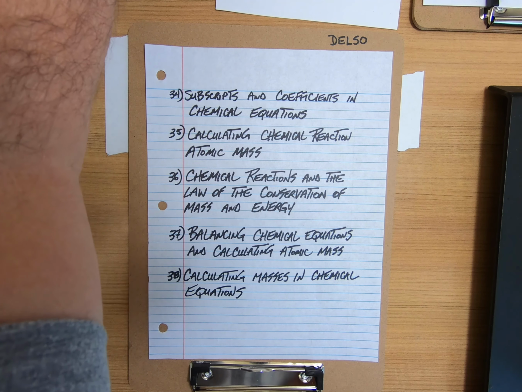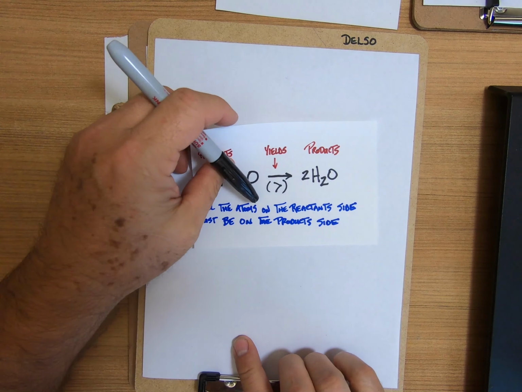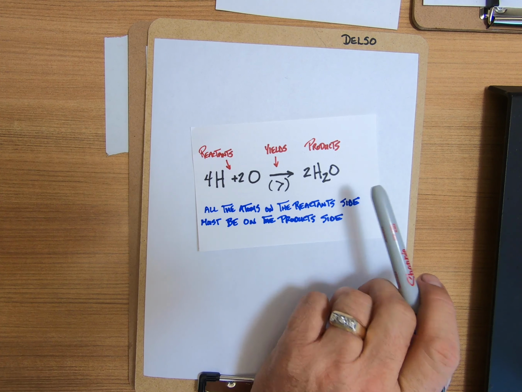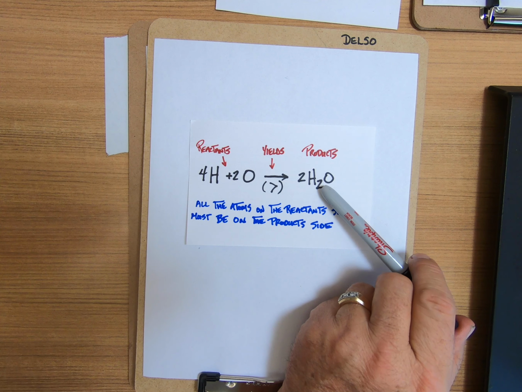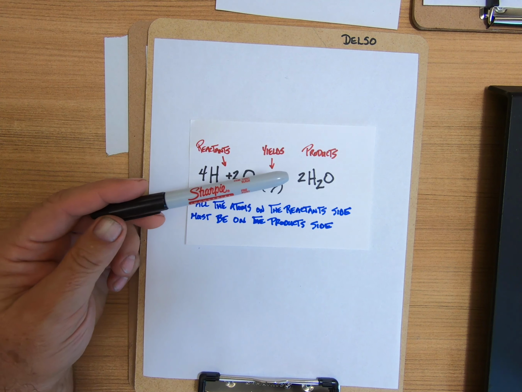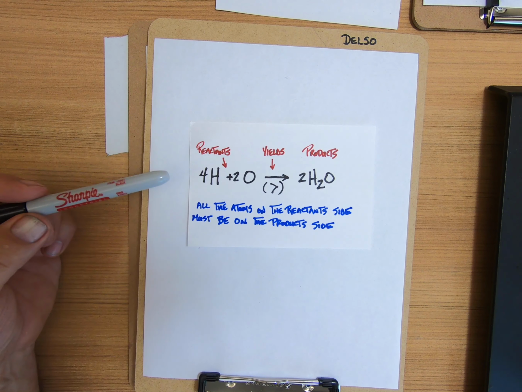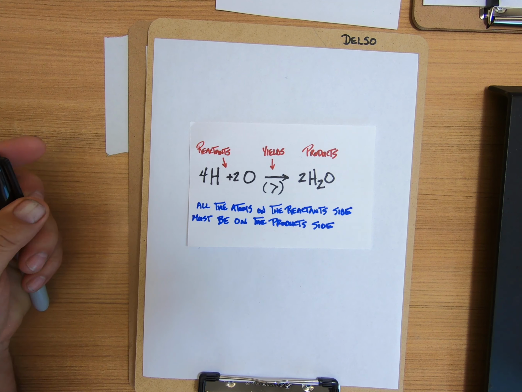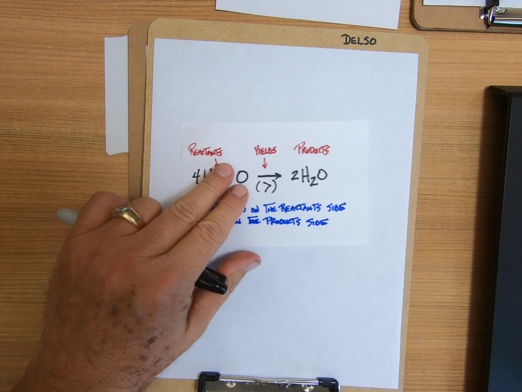Subscripts and coefficients. All right. A subscript. This is a subscript in H2O. It's written behind one of the atoms in the molecule. It only applies to the one that's in front of it. You cannot change subscripts when you're balancing. The numbers in the front are coefficients. Those are the ones you change, and you have to change those to make them balance. Do not change subscripts, change coefficients.